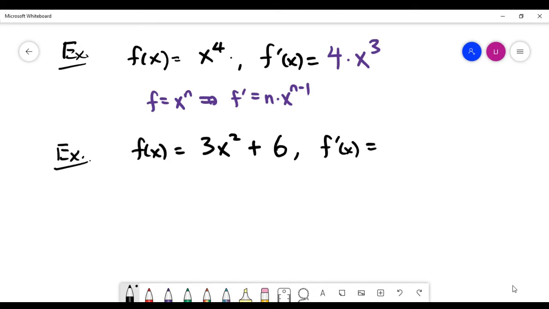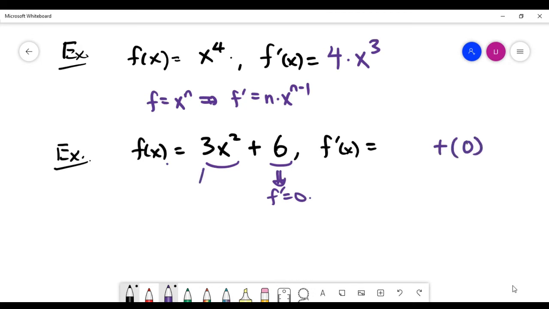If f of x as a function is 3x squared plus 6, let's find the derivative together. Now, please keep in mind that it's an addition of two functions for the f of x. So we can just do the term-by-term differentiation. For example, the plus 6 term, 6 is a constant. And we have noticed that if you have a constant, f prime is always 0. So the second term is 0.